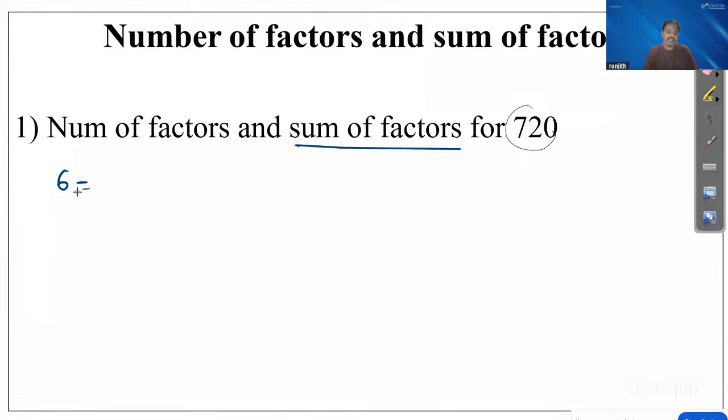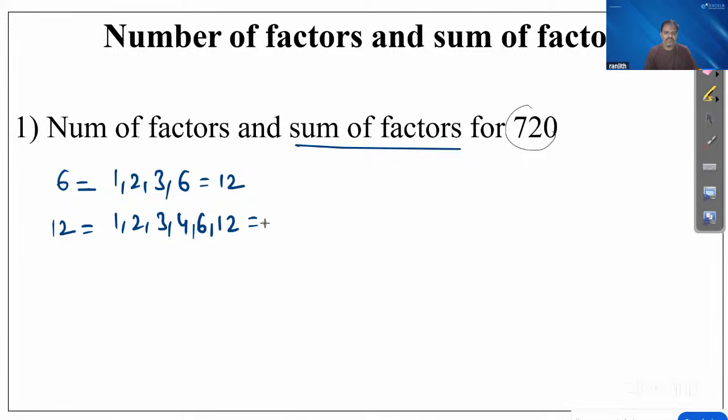What are the factors of 6? The factors of 6 are 1, 2, 3, 6. So the total sum is equal to 12. And the factors of 12 are 1, 2, 3, 4, 6, 12, and the sum will be equal to 28.